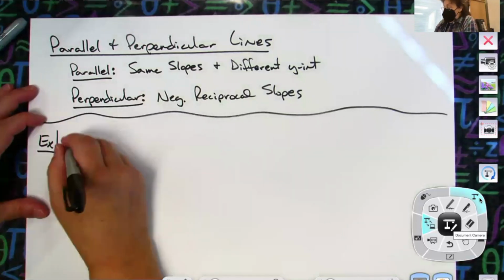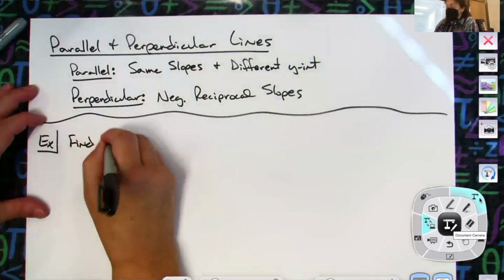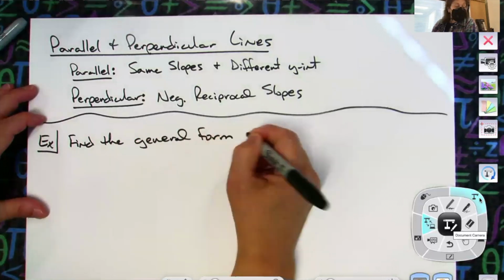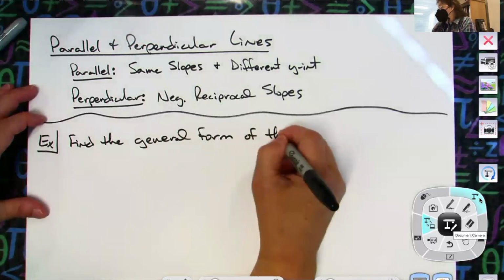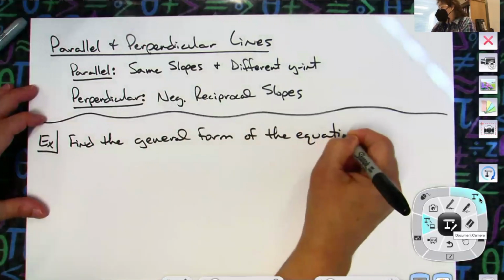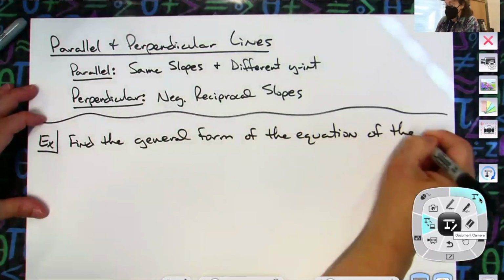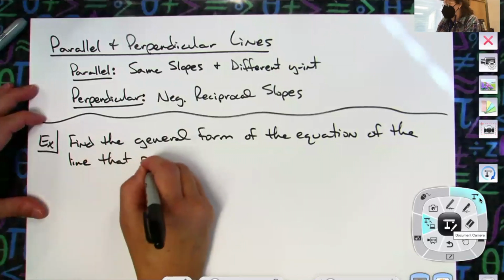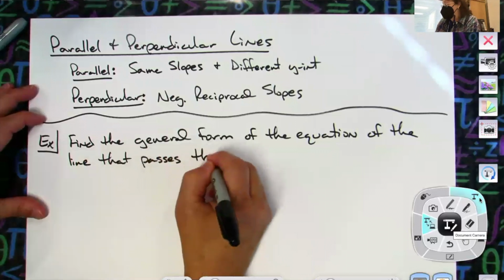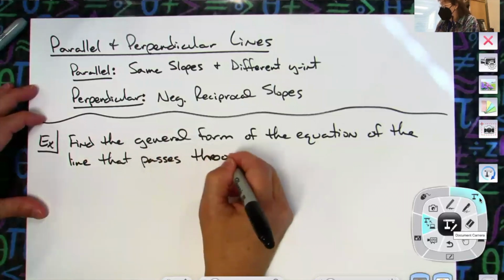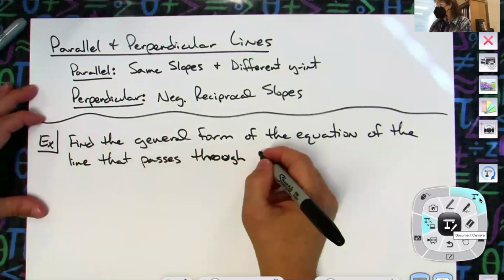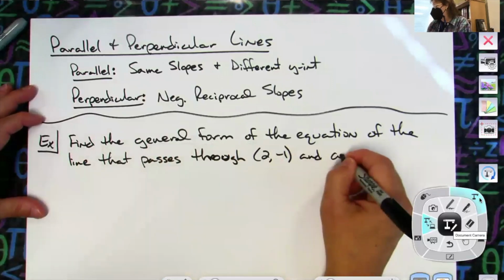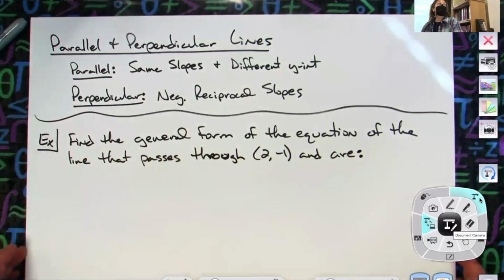Let's go find the general form of the equation of the line that passes through (2, -1), and let's set this up.